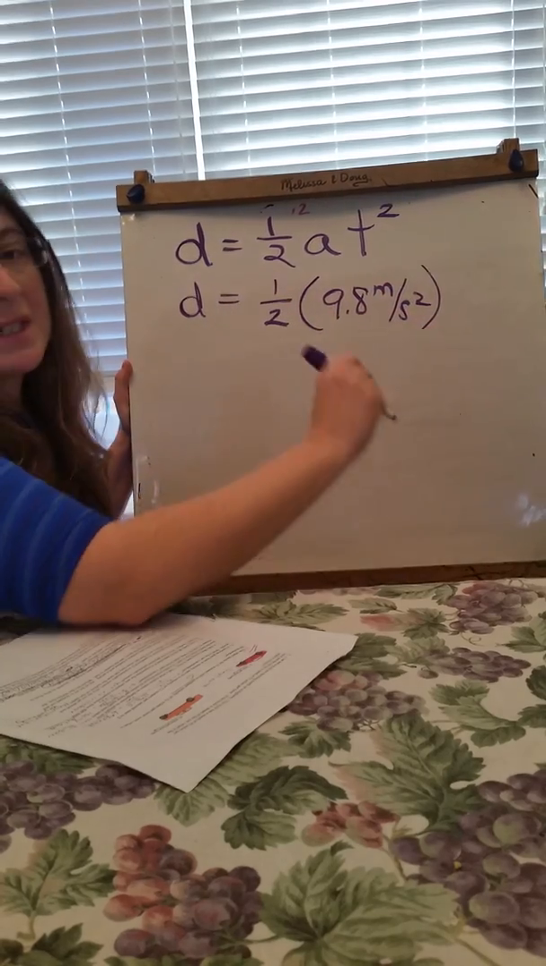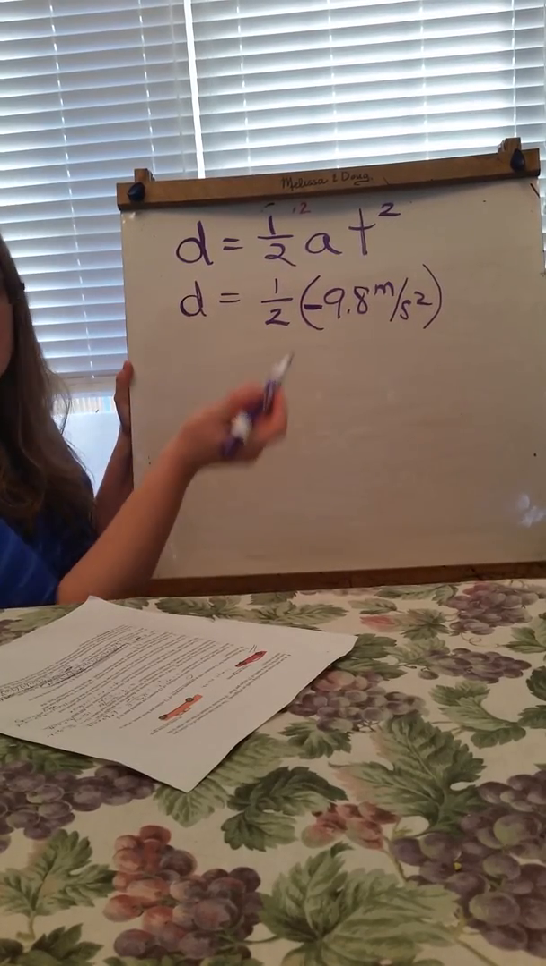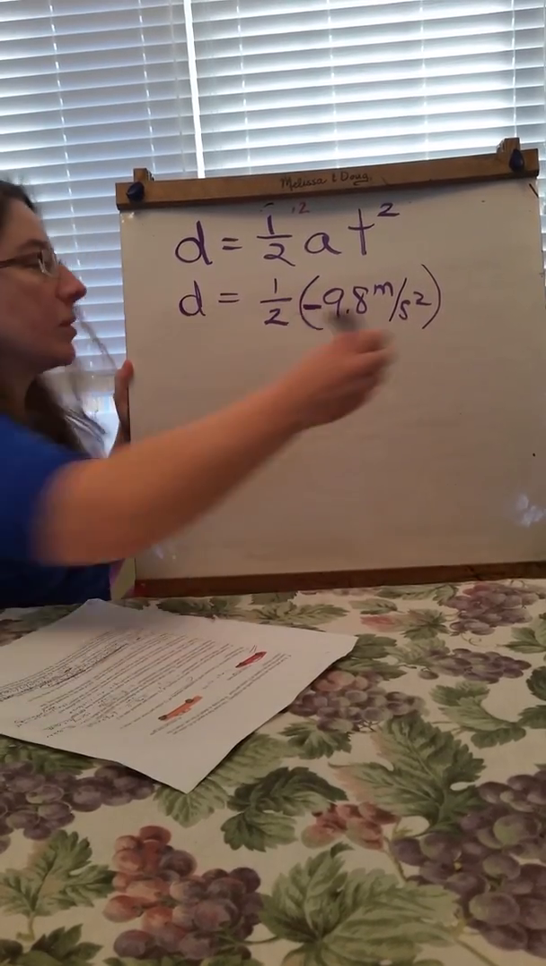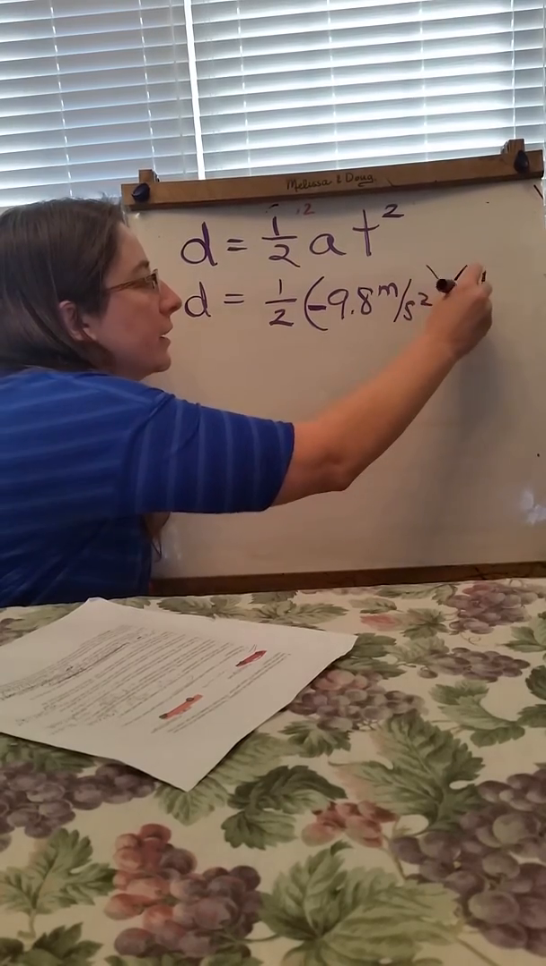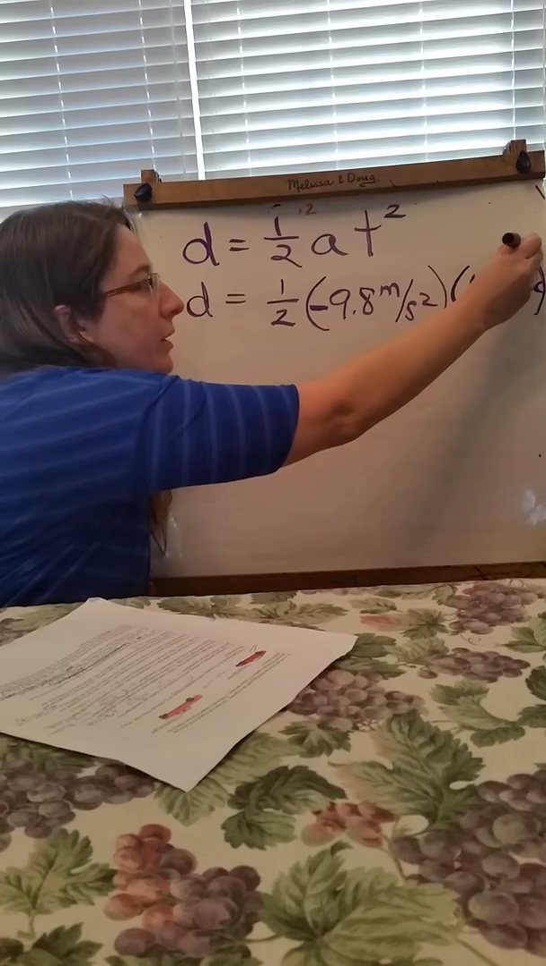I'm going to keep it positive. Well, let's make it negative. It's kind of traditional to think of that as down. And then it says the rock took 4.1 seconds. And in the equation, time is squared.